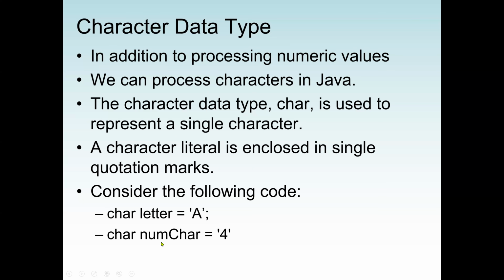So for example, here we have a variable named numchar. Again, the data type is char, character. We assign 4 to it, but this time the 4 is in single quotes. So this means our 4 here represents a character, not a value. If it's a value, it will not be in single quotation marks. So if we have a 4 without single quotation marks, and we declare the data type as char, we are going to get an error.